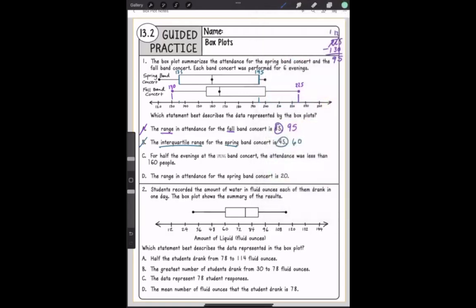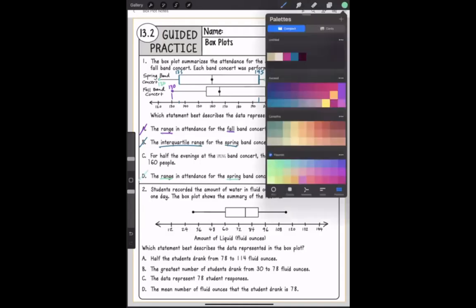But let's look at this next one because this also says range, but this is the range for the spring band concert. So again, range is our highest, which here is 200, minus our lowest, which here is 120. Okay, 200 minus 120 is 80, not 20. So that leads us to believe that our answer is C, but let's talk about why.